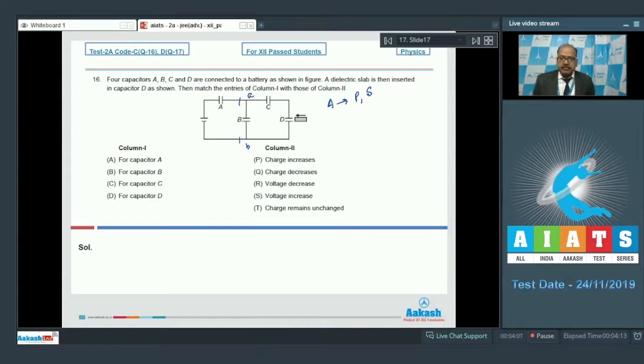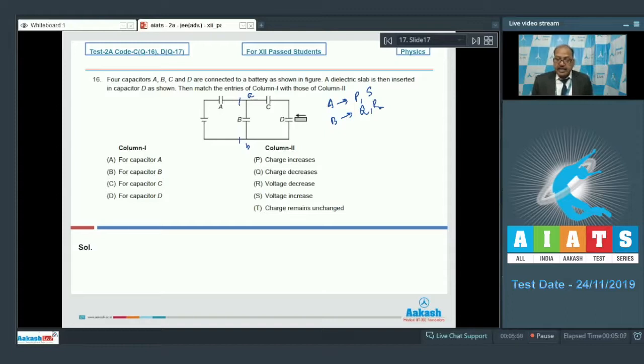Let's look at capacitor B now. Now the potential difference across point A and B will now decrease, because the potential difference across A has increased and the cell will have same constant EMF. So that means potential difference between A and B will decrease because potential difference across A has increased. That being the case, charge on B will decrease and potential difference across B will also decrease. So that means for B we have the correct match as charge decreases, Q, and voltage decreases, R also.